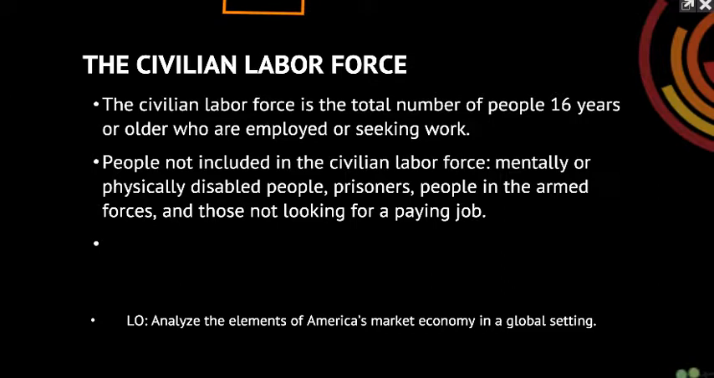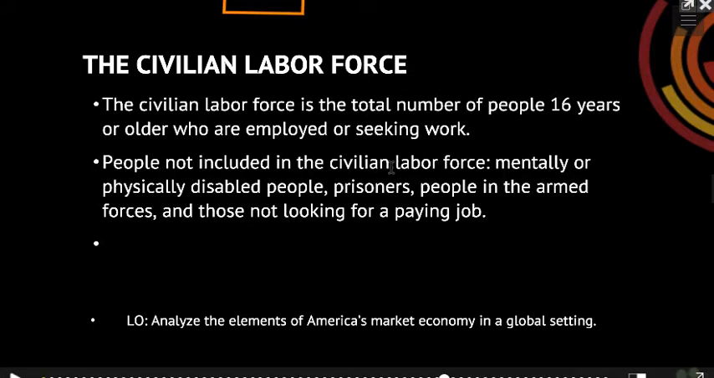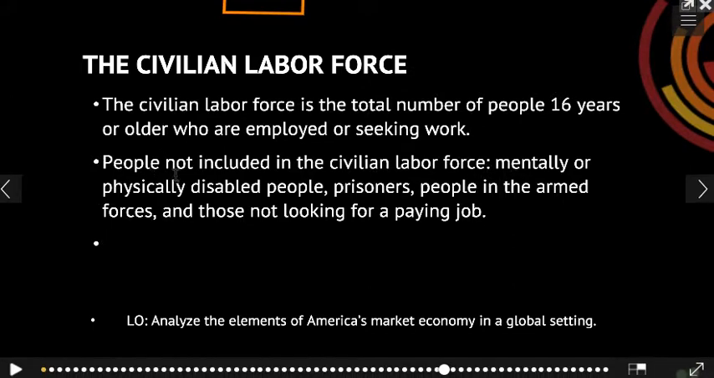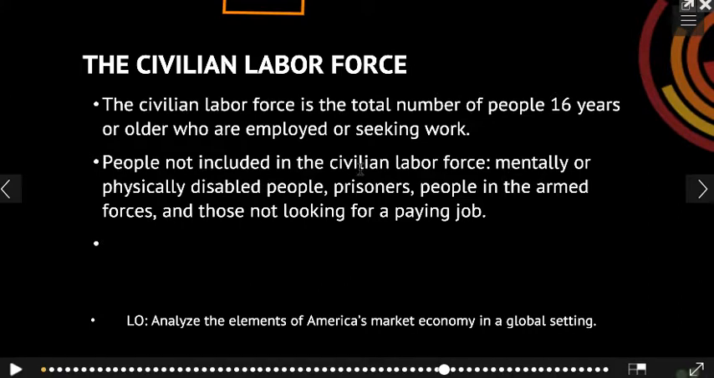So once again here, the key word, if we look at this, is civilian. That tells us that it doesn't include the military. Those in the armed forces are not civilian by definition. The mentally or physically disabled really aren't included because we're assuming that their disability prevents them from being able to work. Prisoners, because once again, due to being incarcerated, really can't work. And then once again, those people who are not looking for a paying job.